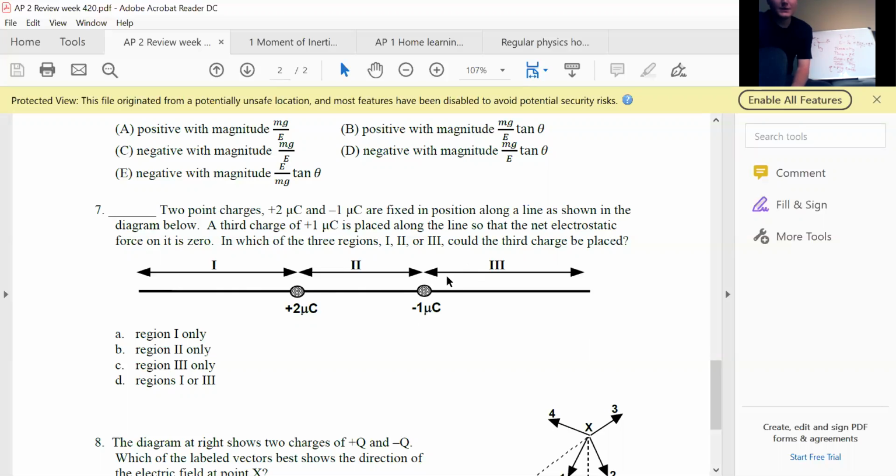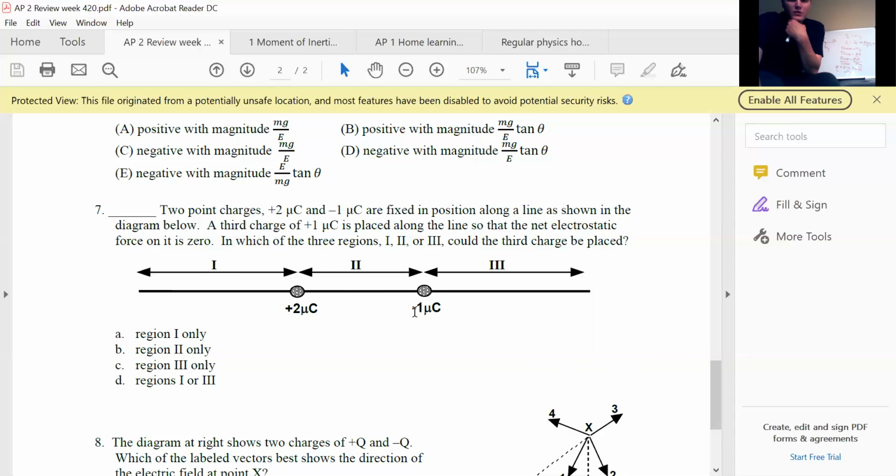It's region 3 because it's going to be closer to this negative charge, and because this negative charge is smaller than this charge, the electric force can be 0 in some area over here in region 3, for the same reasons it couldn't be 0 in region 1. All right, so the answer then is region 3.